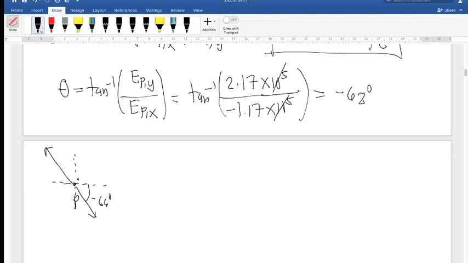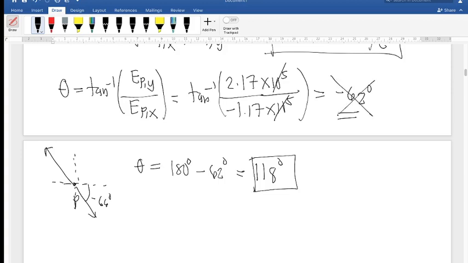We just have to add 180 degrees. Okay? Because it is actually correct on your calculator, but as a physical description of our electric field vector, it is not accurate. So we have to shift the angle. By adding 180 degrees, we have 180 degrees minus 62 degrees. That is equivalent to 180 minus 62, because we need to start from the axis, so that is 118 degrees. So you have to report your answer like this and not this.